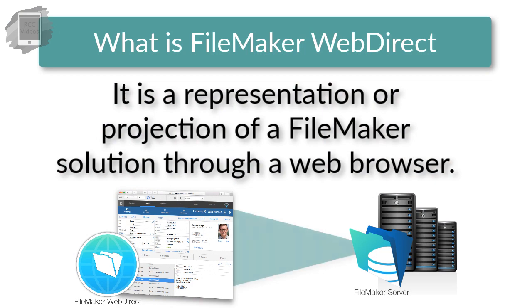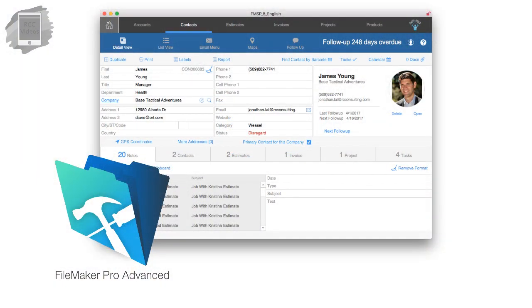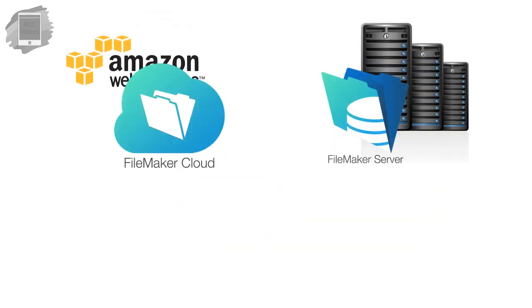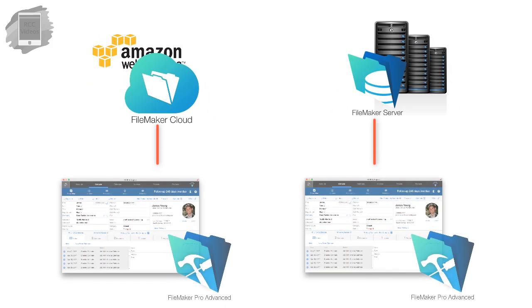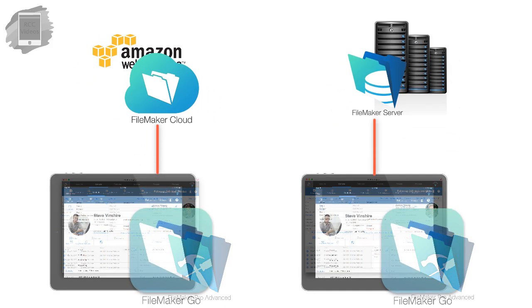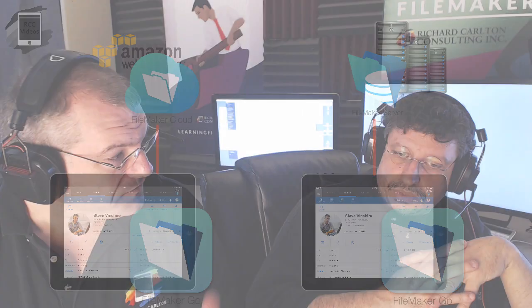So of course, people watching this introduction video are wondering, what's WebDirect? WebDirect is a representation. It's a projection of a FileMaker solution in your computer through the web. So for the layman or the person who's kind of new to FileMaker, they've probably been exposed to FileMaker Pro or Pro Advanced, and they're used to that. And then they can put a solution up on a server or in the cloud, and they can access it with other copies of FileMaker Pro and even Go on the phone or iPad. So this is another way. This is a third way of accessing. That's the third way to access a FileMaker solution.